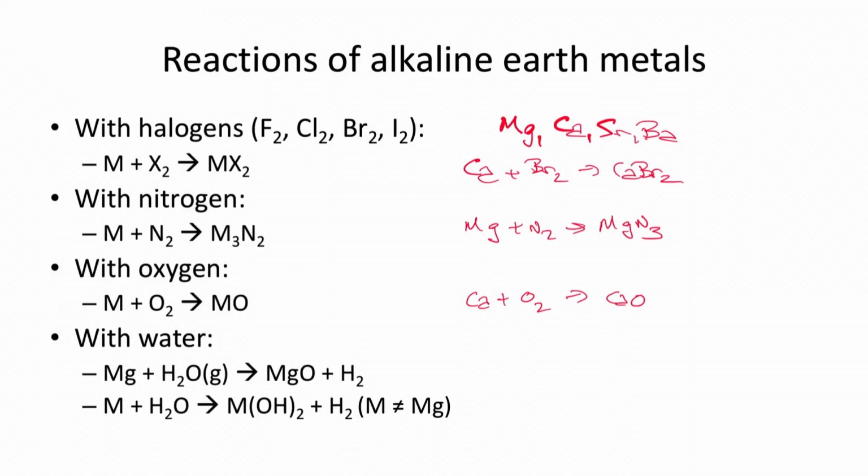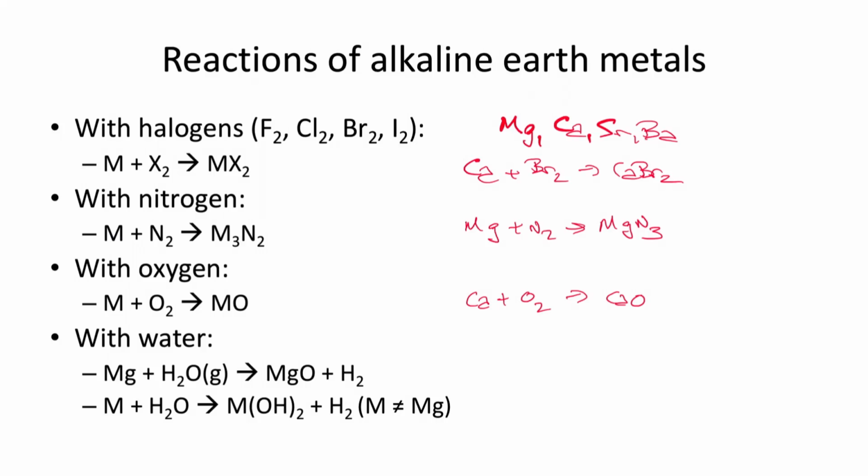And they can also react with water, just like the alkali metals did. For example, magnesium in water reacts to give me magnesium oxide plus H2. But if I look at the other elements in that group, the alkaline earth metals that are below magnesium, they react a little bit differently. What will happen here is they're going to form hydroxides instead of oxides, but still release hydrogen gas.